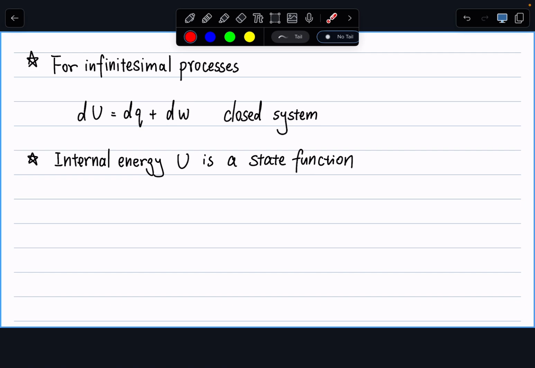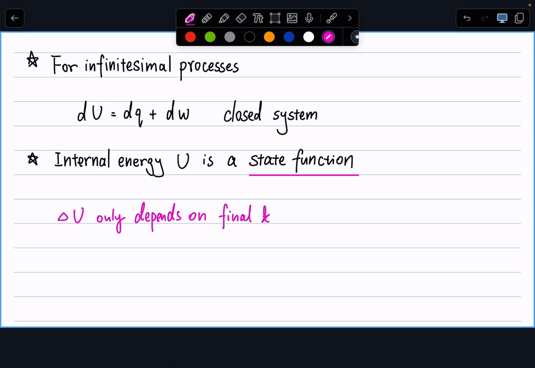So, likewise, like your total energy, our internal energy is also a state function. Right? So remember, what is a state function? We're saying the change of internal energy only depends on the final and initial state of the system.